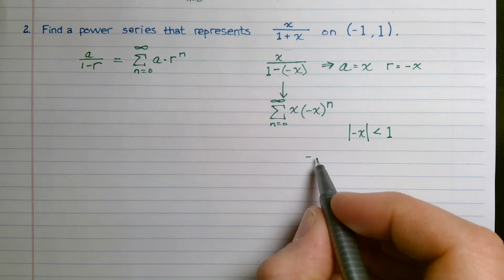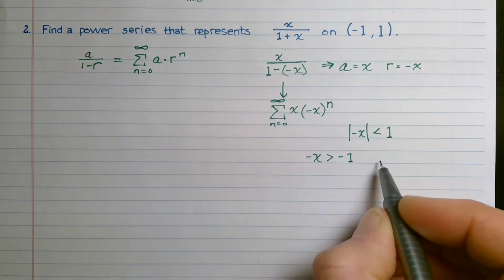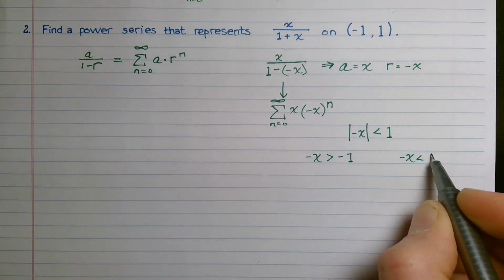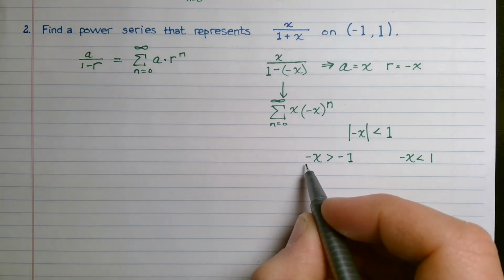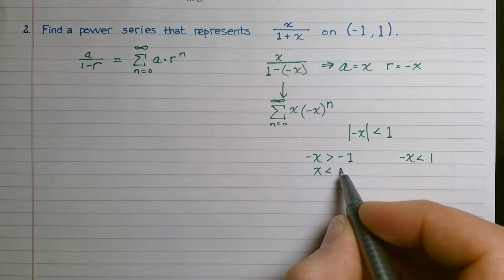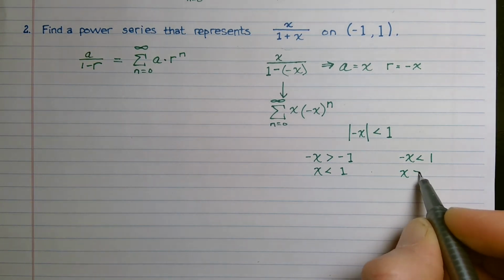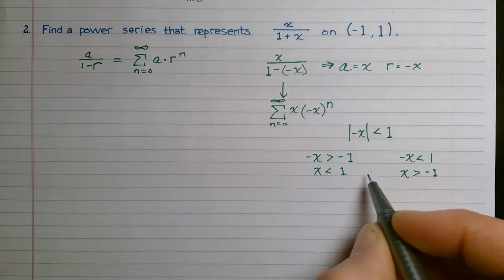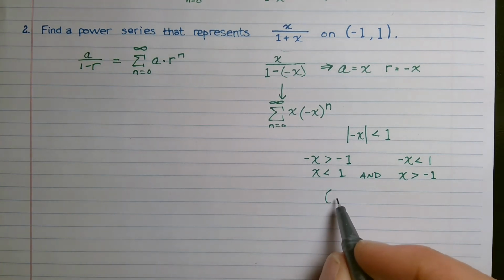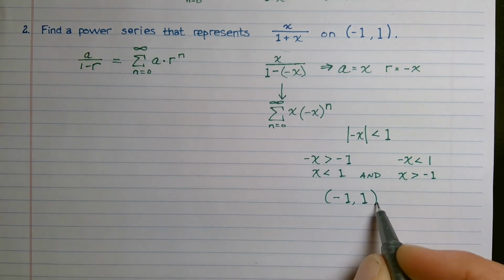So if you're going to be solving these, you'll have negative x is greater than -1, and then you'll have negative x is less than 1, right? When you solve these, of course, you have x being less than 1. You also have x greater than -1, right? So when you put those two together, you still end up with that interval -1 to 1.